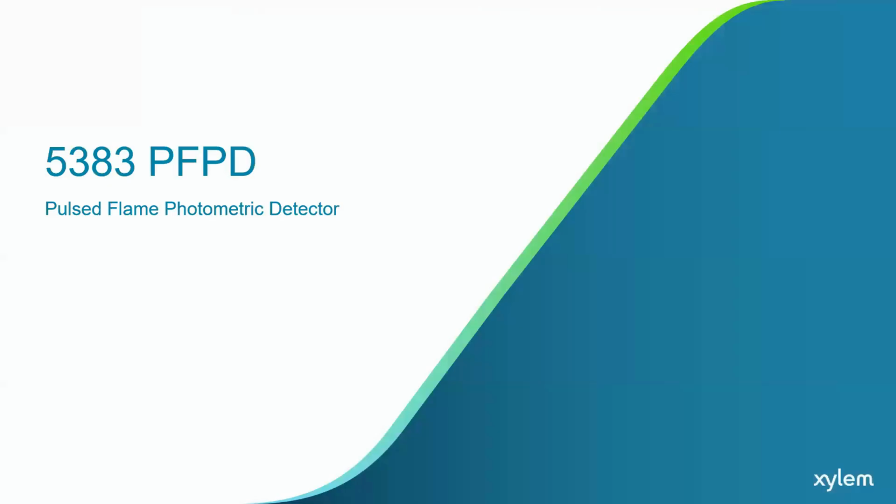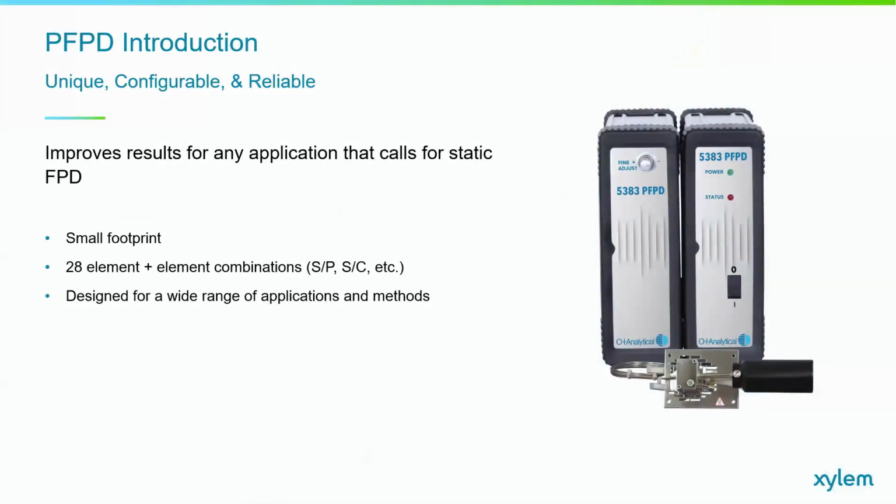Now we can move on to the first detector, the 5383 pulsed flame photometric detector. The PFPD is a uniquely robust, highly configurable, and extremely reliable selective detector. Xylem has sold hundreds of these units to laboratories in over 50 countries across the world, and they rely on this technology for accurate analysis of sulfur species in petrochemicals, in organophosphorus pesticides and food samples, or sulfur and other aromatic compounds in flavors and fragrance extracts.